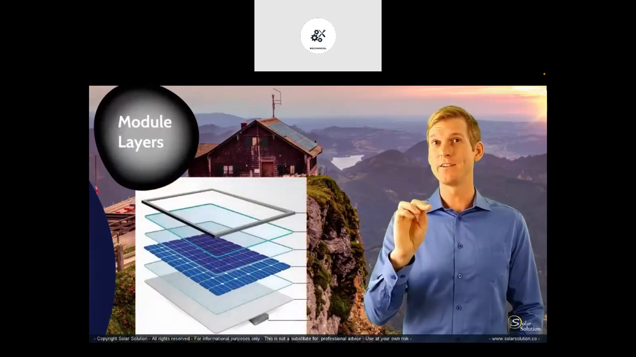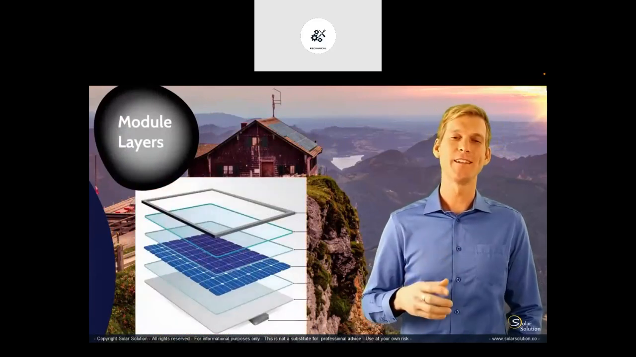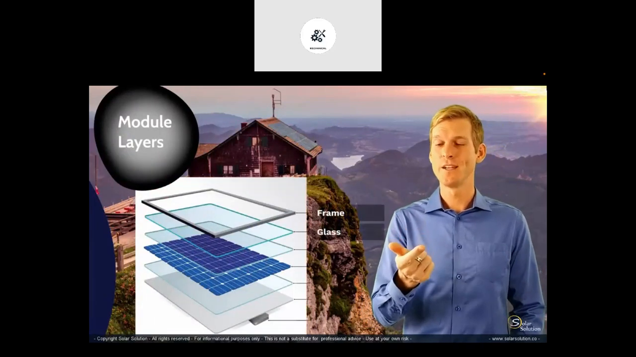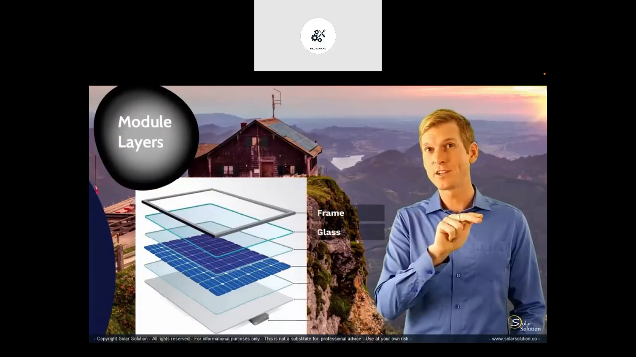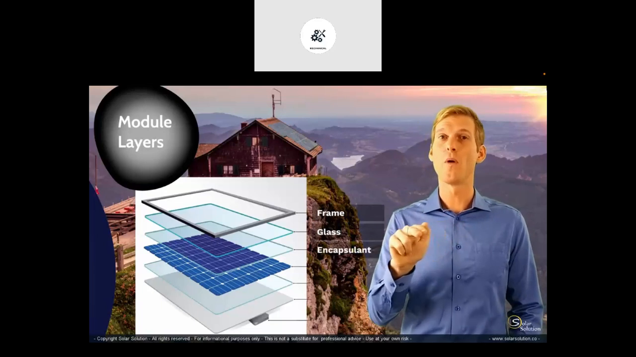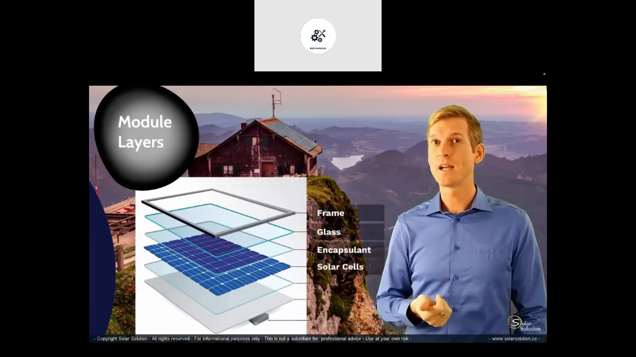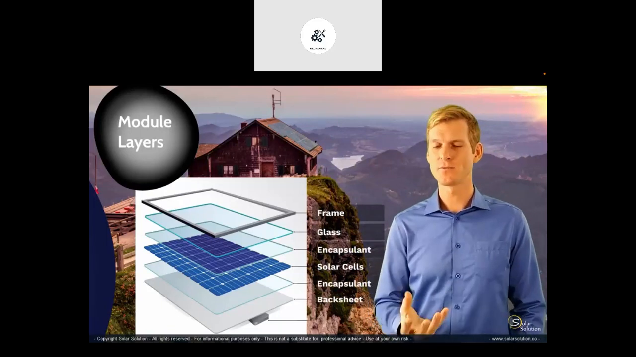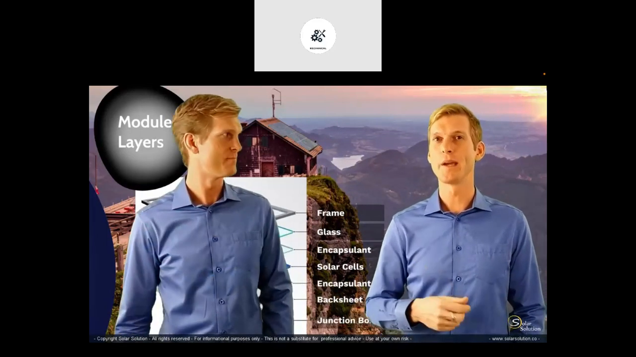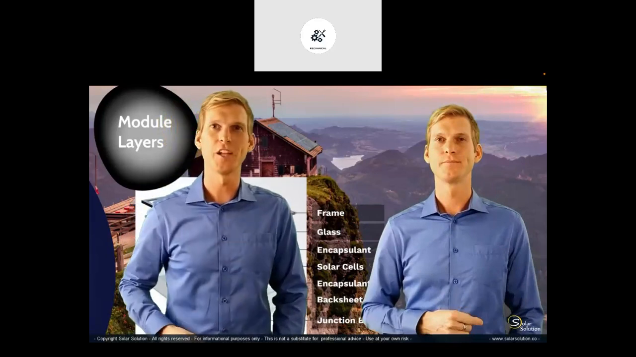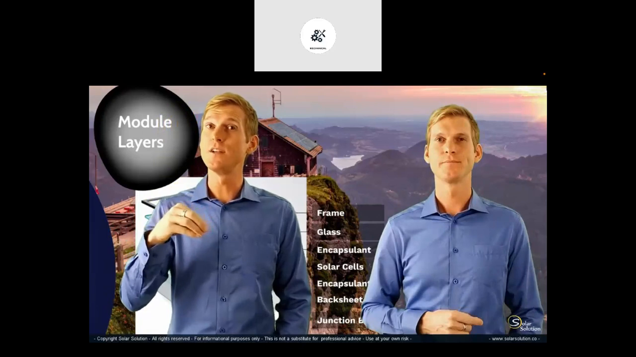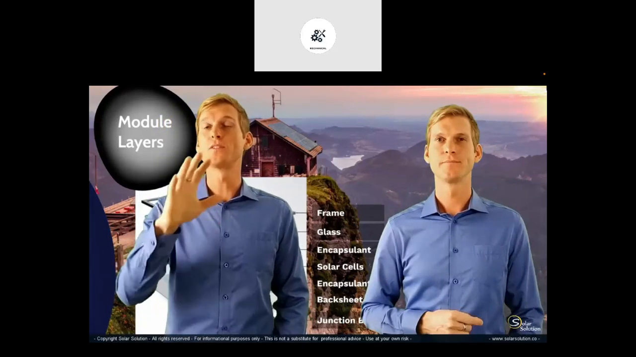Now let's have a look at the basic components of a module. So let's take a theoretical solar panel and pull all the layers apart so I can name each and every layer individually. So this is not rocket science. You first have the frame, then you have the glass cover, you have the encapsulant, then you have the actual solar cells themselves with all the wiring, then you have another encapsulant, the backing sheet, and then all the way on the back you've got the junction box, which is normally glued on the backing sheet.